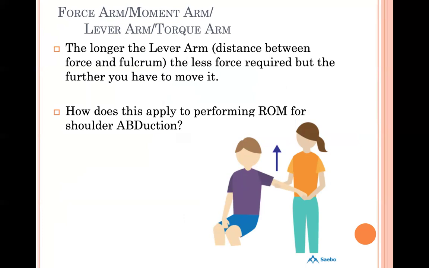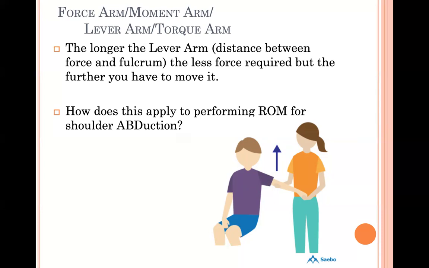So then we have force arm, moment arm, lever arm, and torque arm. The longer the lever arm, which is the distance between the force and the fulcrum, the less force required, but the further you have to move it. The fulcrum is where you're pivoting and where that lever turns.